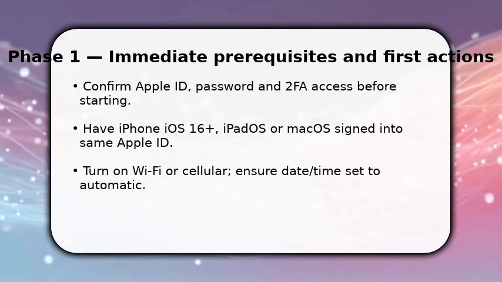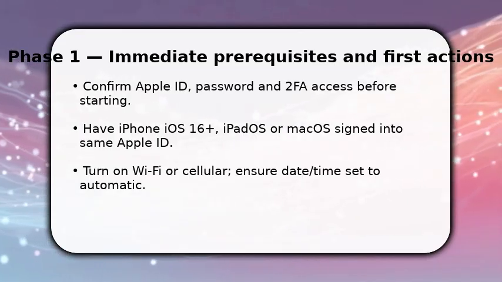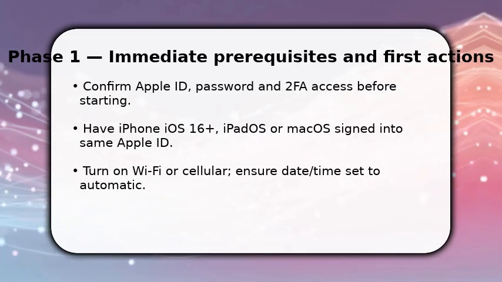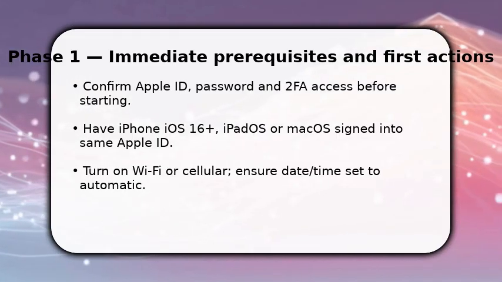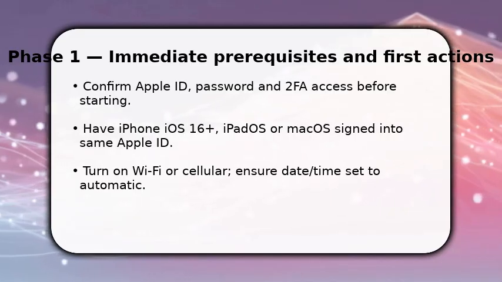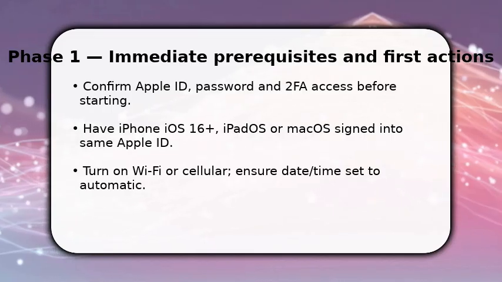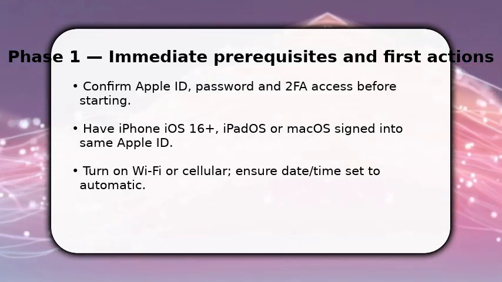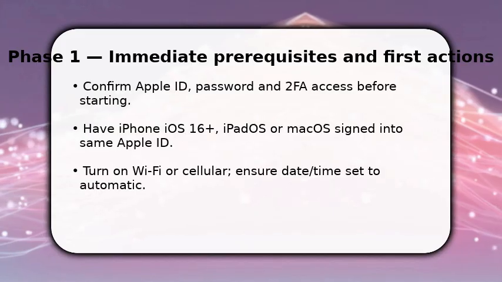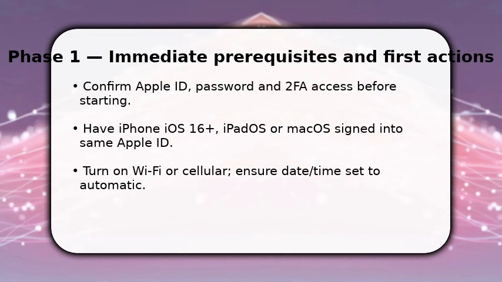You start by confirming prerequisites. Your Apple ID email, password, and two-factor authentication access are ready. On your iPhone, iPad, or Mac, make sure you're signed into Settings, your name. Once done, connect to Wi-Fi or cellular and set date and time to automatic so authentication tokens stay valid. Now open Messages, you're ready to sign in. Don't skip 2FA because iMessage binds devices to your Apple ID for identity and sync.